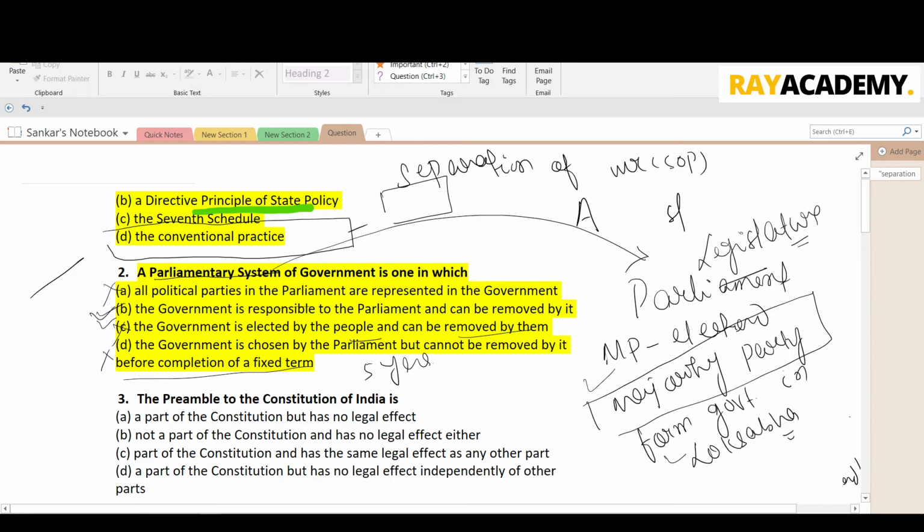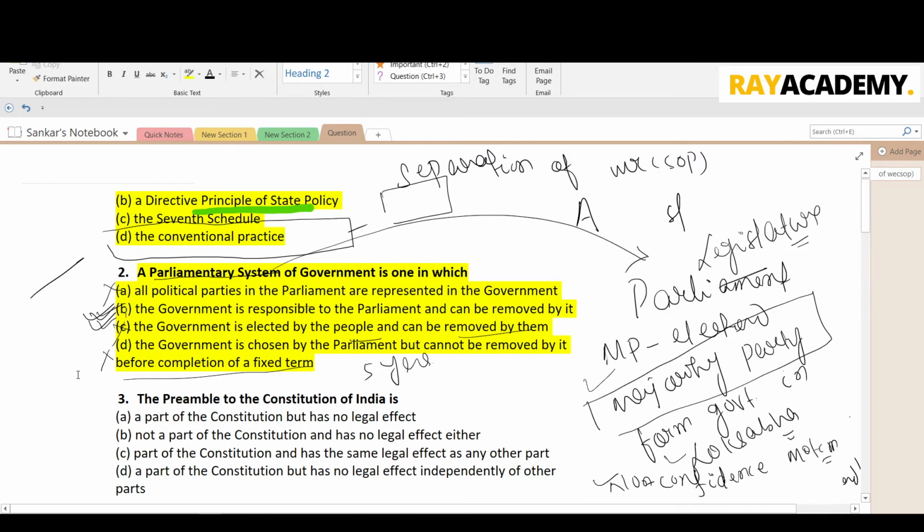And can they be removed by the parliament? Yes. How? By introducing a no confidence motion. What is confidence? Confidence means you have a confidence that you have majority. What about no confidence? No confidence means you do not have majority. First of all, who introduces the no confidence motion? The no confidence motion is introduced by the opposition party against the government. Okay. So if the no confidence motion is passed, that means if the government failed to prove the majority, then automatically the government has to resign. So the correct answer is B.